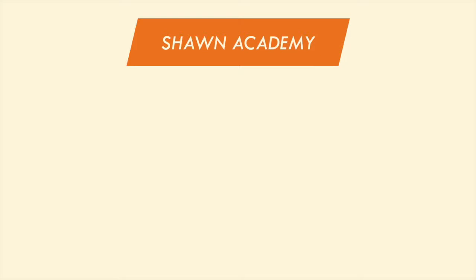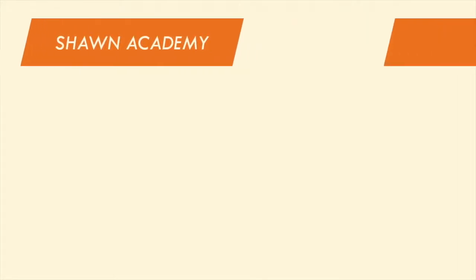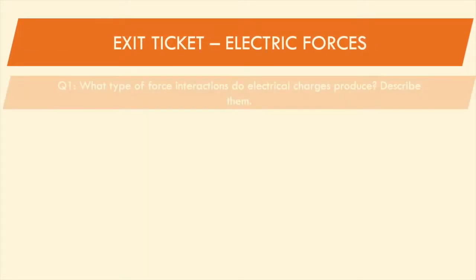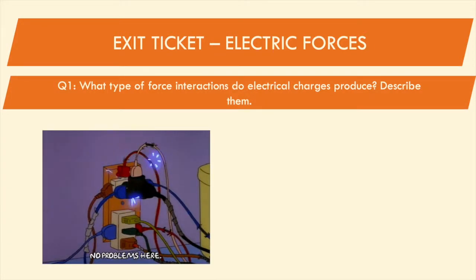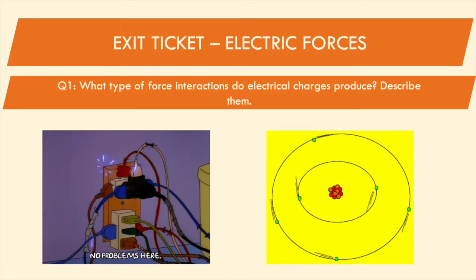It is Sean Academy. We're going to be talking about today's exit ticket that deals with electrical forces. So the question was, what type of force interactions do electrical charges produce? Describe them. We've all had experience in our day-to-day lives with electricity, and we're going to look a little further into how that's produced, and it might have to do something with those green circles on the right side of the screen that are spinning around, those electrons.